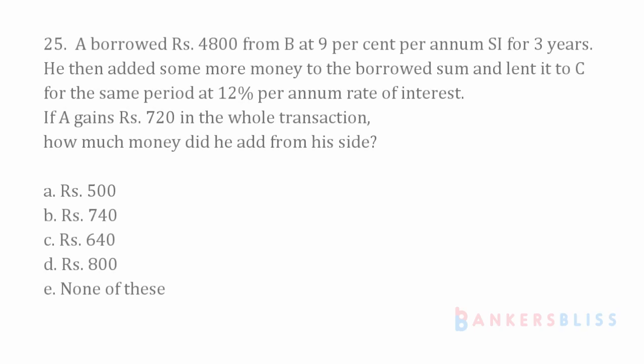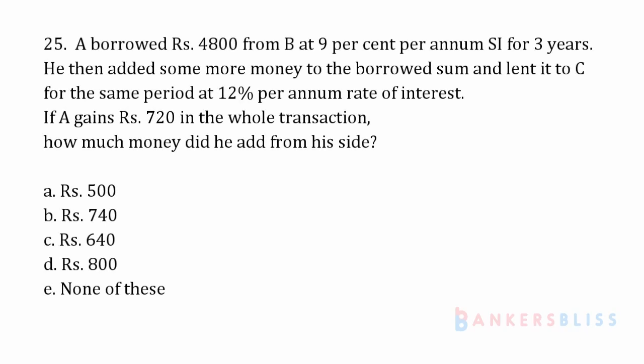A borrowed rupees 4800 from B at 9% per annum simple interest for 3 years. He then added some more money to the borrowed sum and lent it to C for the same period at 12% per annum rate of interest. If A gains 720 in the whole transaction, how much money did he have from his side?